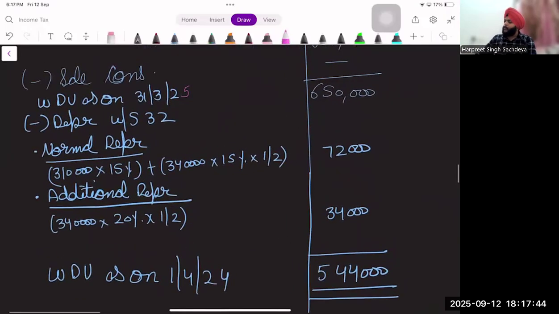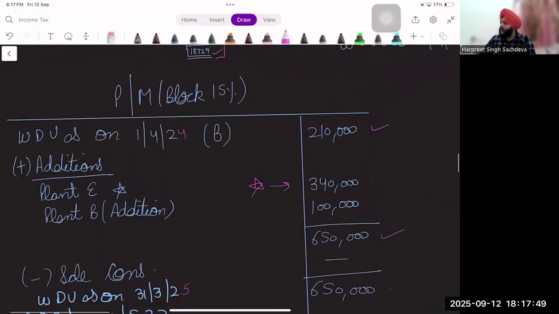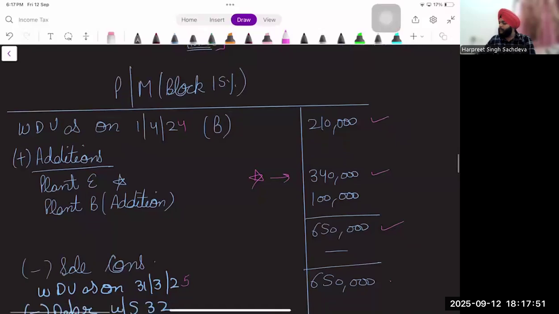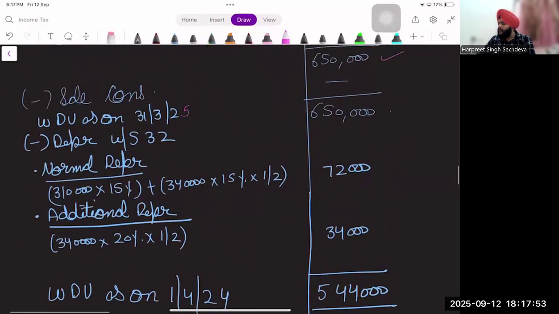Then depreciation now. 6,50,000 was total. Out of that, 3,40,000 contains the star. So first of all, 3,40,000 at 15% into 1 by 2, and remaining is 3,10,000 with full 15%. So total depreciation is 72,000 for this normal depreciation.